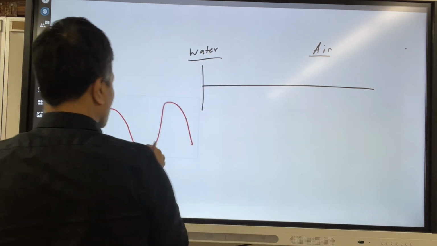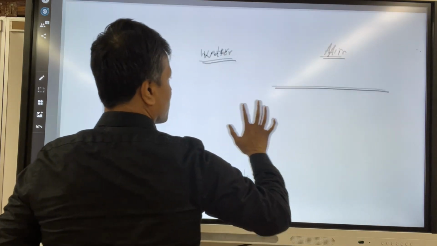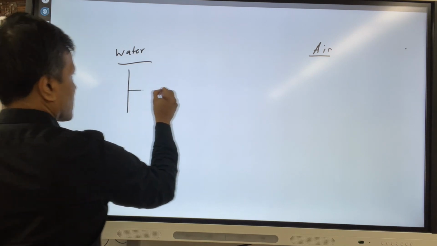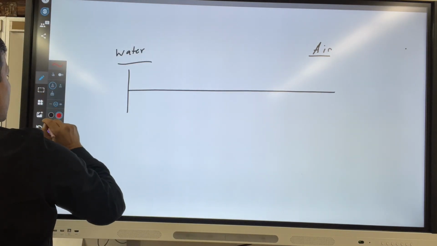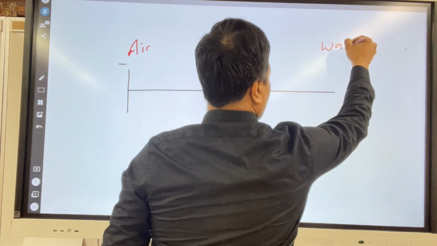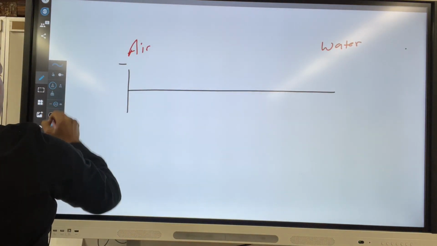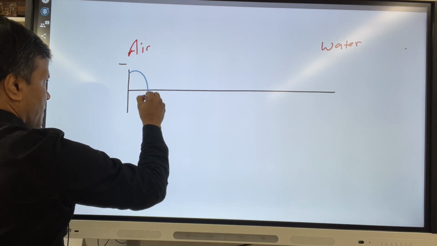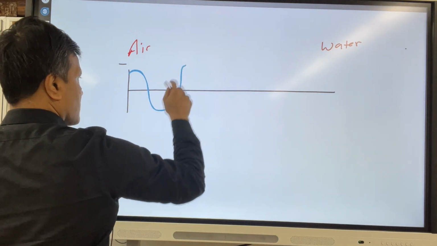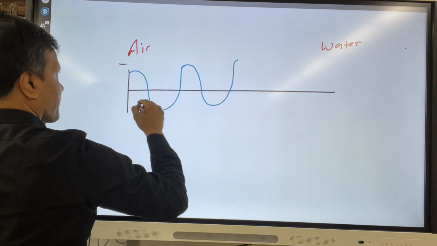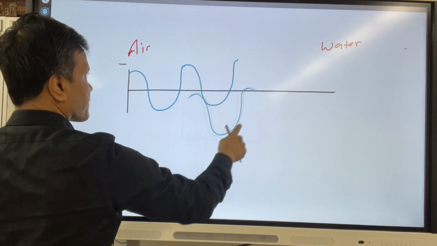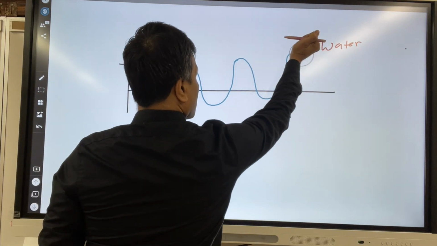Let me do it again. Come over here, I need more space. So water, from water to air. Let's say from air to water. Okay, so let's see, let's do cosine. 1, 2, 3. All right, that's enough. Okay, now is water.